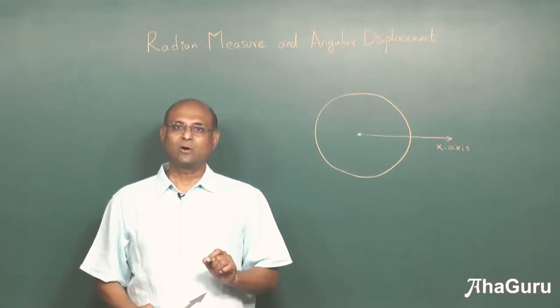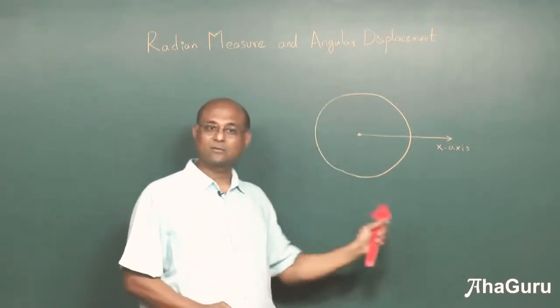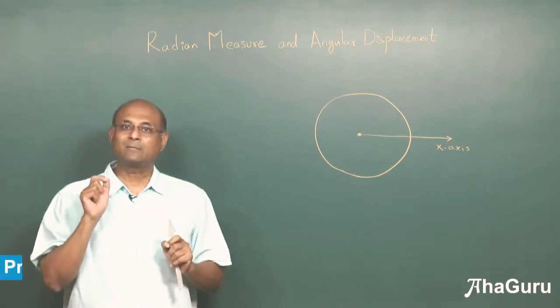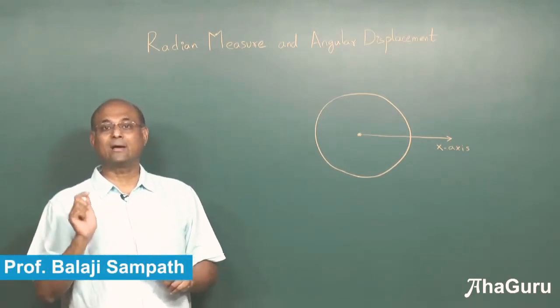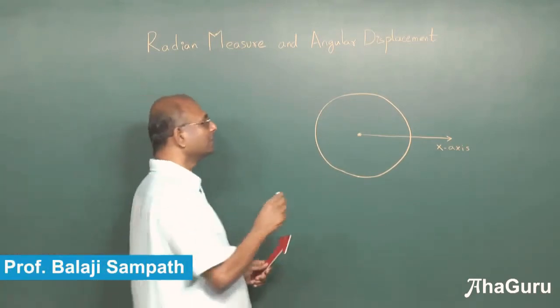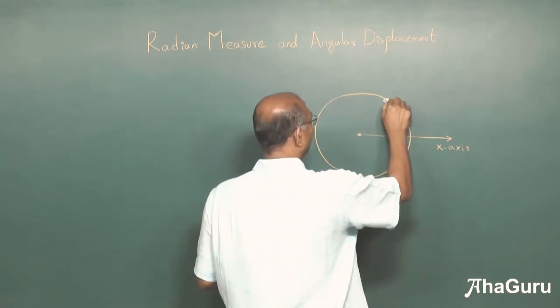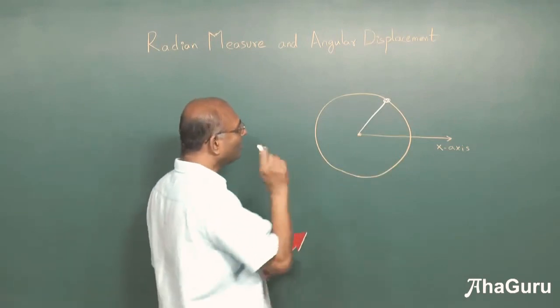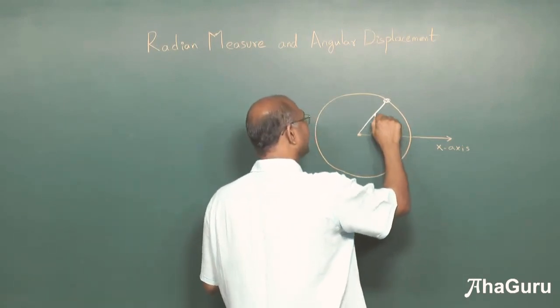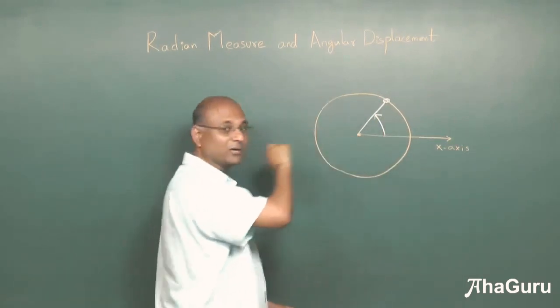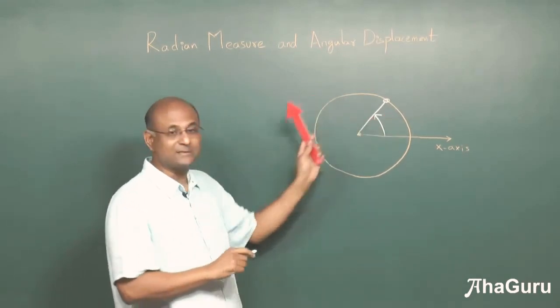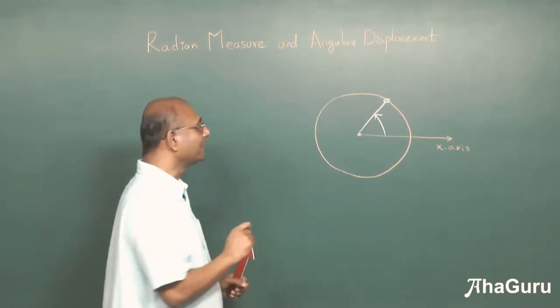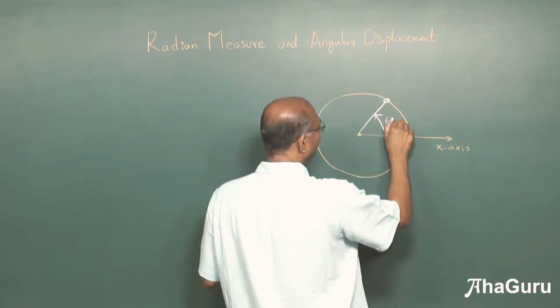Let us now look at an object that is going around in a circle, a circular path. What we are going to look at is its angular position. Suppose the particle was here and we want to know its angular position. We always measure angle from the x-axis and in the counterclockwise direction. So if it is counterclockwise, it will be called a positive angle. Let us say that this was 60 degrees.